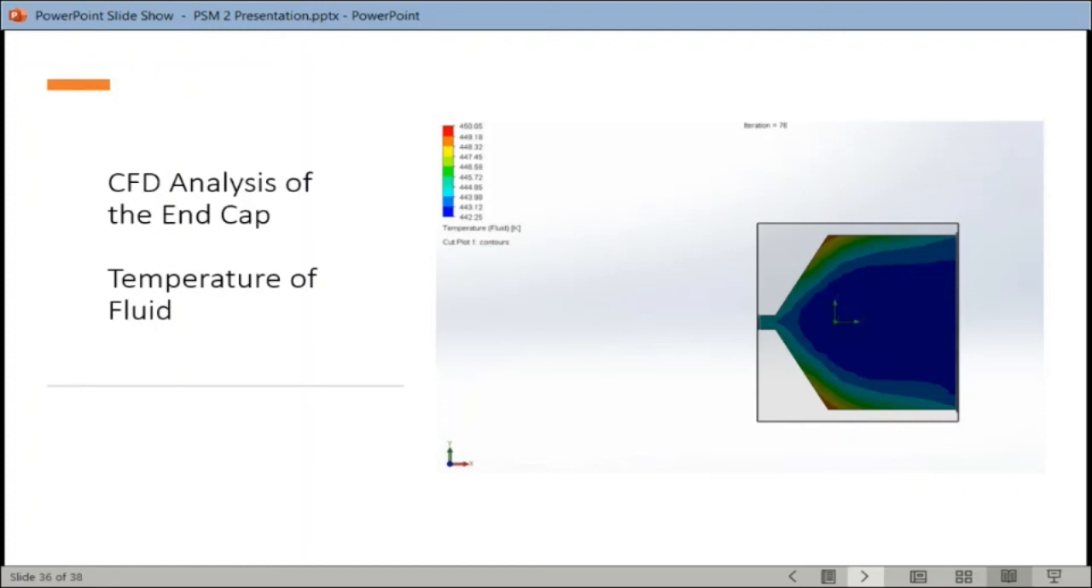The highest temperature, which is 177 degrees Celsius, occurs at the edge of the inner side of the wall. This is because the edge of the inner side of the wall, which is the red part of the analysis, has the highest pressure as the fluid is blocked by the other wall of the end cap.